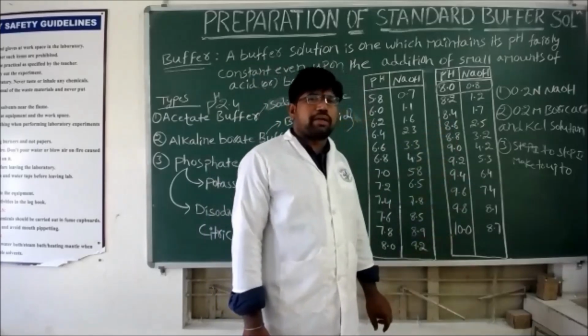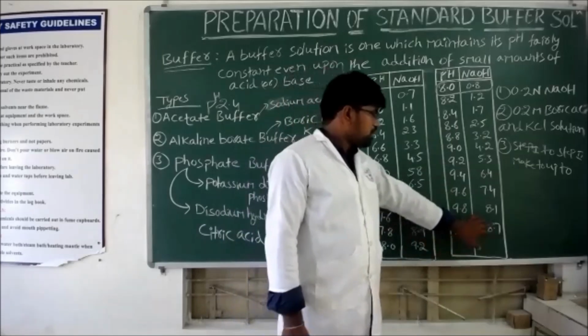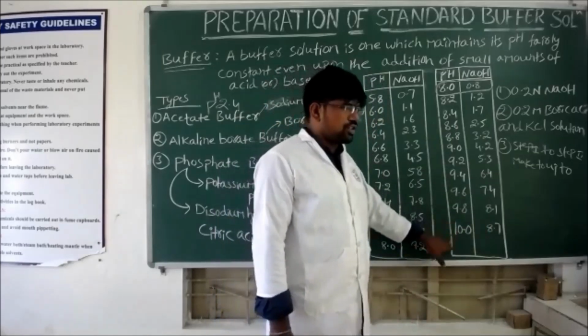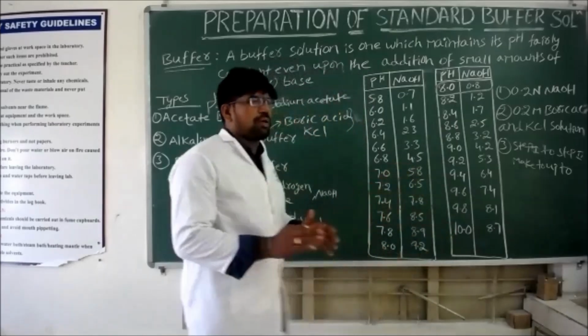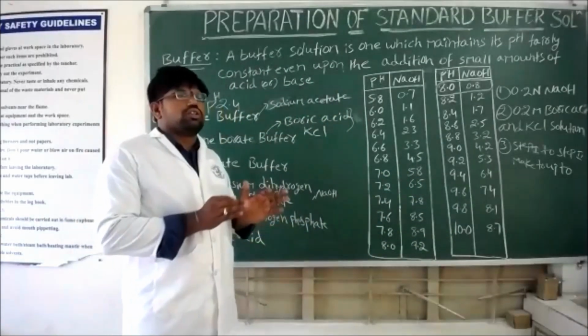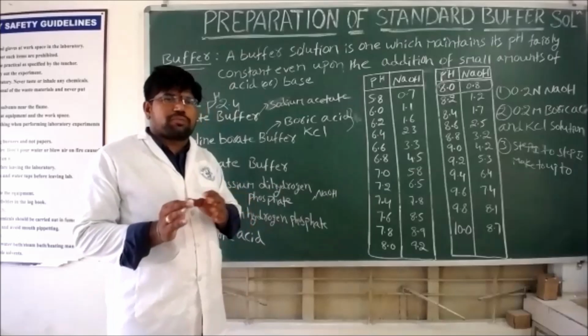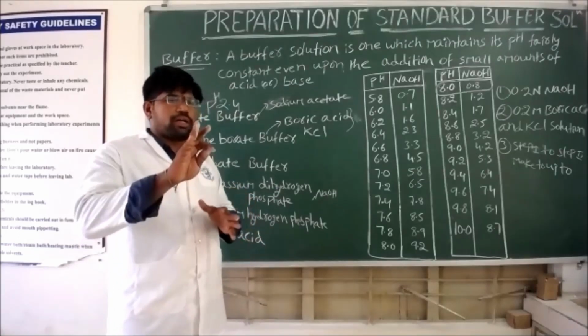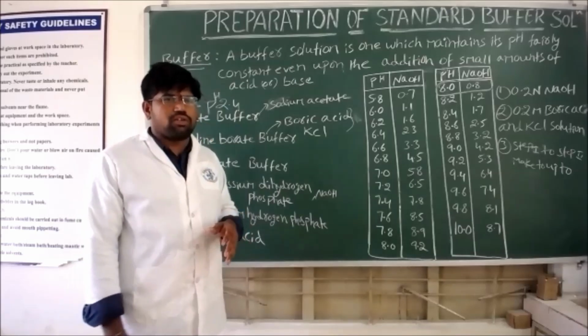If you want to prepare pH 10, we will take 8.7 ml of the 0.2 normal sodium hydroxide solution. In that way, in proportion, we will mix the 0.2 molar boric acid potassium chloride solution with the 0.2 normal sodium hydroxide solution. We will make up the final volume up to 10 ml with water.